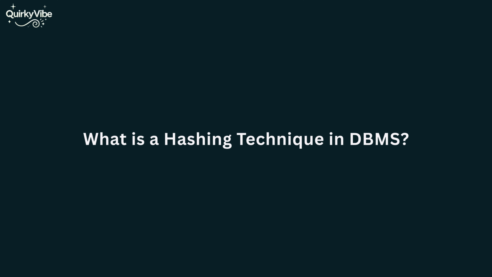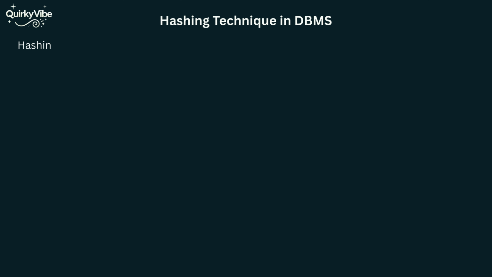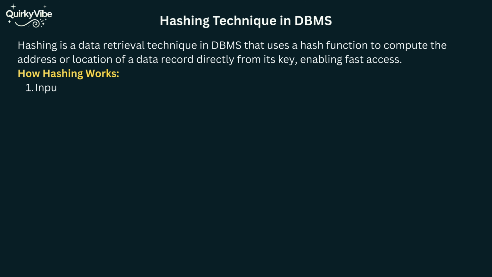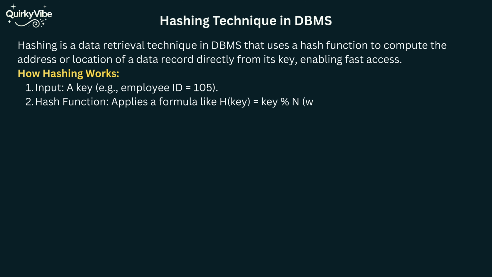What is a hashing technique in DBMS? Hashing is a data retrieval technique in DBMS that uses a hash function to compute the address or location of a data record directly from its key, enabling fast access. How hashing works: the input is a key, e.g., employee ID equals 105. The hash function applies a formula like h(key) = key % n, where n is the number of buckets, and the value of n is based on the type of hashing being used.